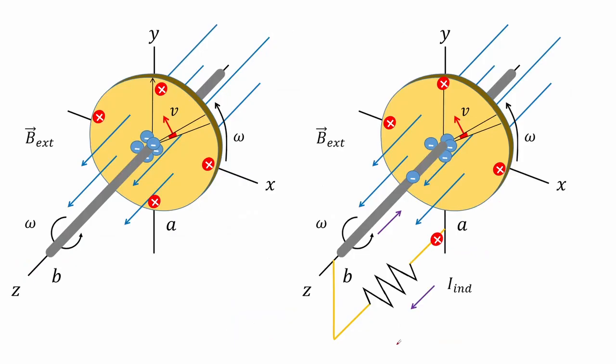The charges are accumulated at the rim and the center of the disk. When we connect to a resistor forming a complete circuit, then the charges will begin to flow through the wire. We see that the negative charges will flow through the z-axis wire and the current will flow in reverse as shown here. This is the induced current of the system.